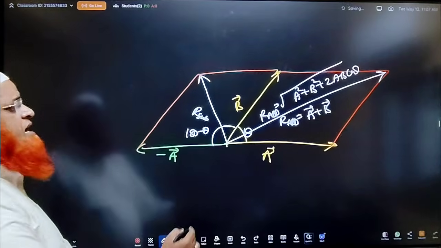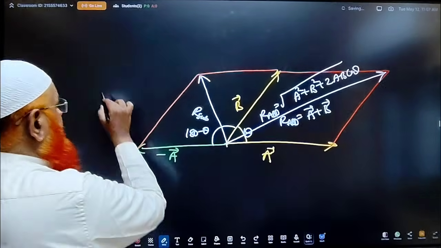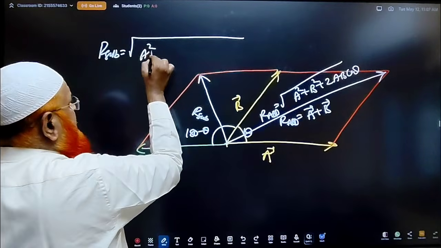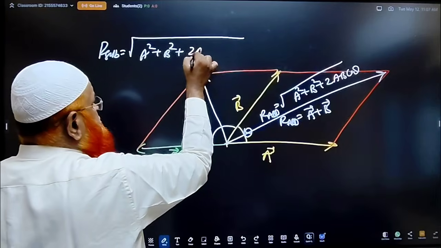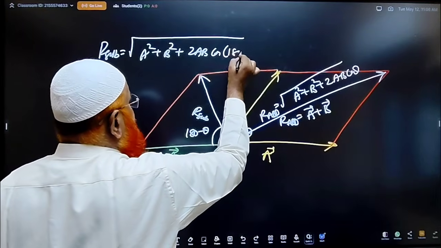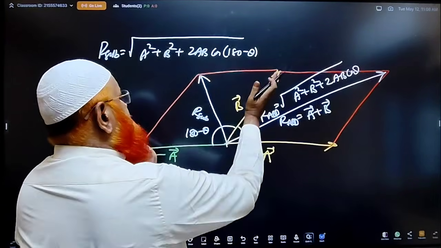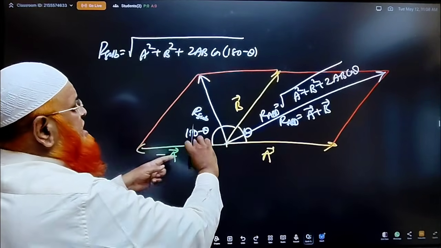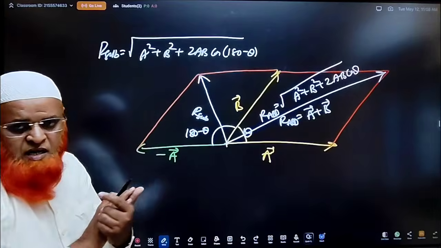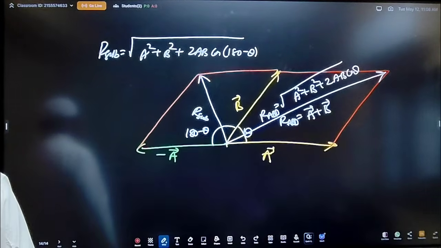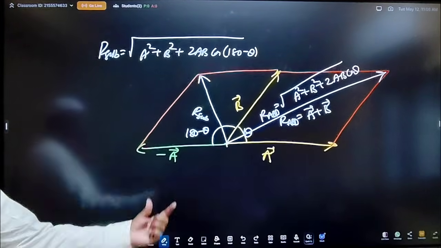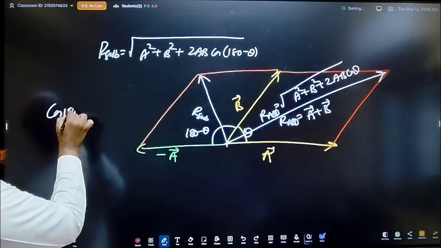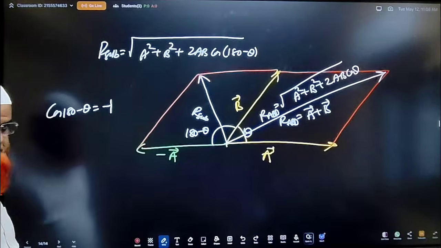And how will I write R addition? This is the formula. But how will I write R subtraction? R subtraction means square root of A square plus B square plus 2AB cos of 180 minus theta, I have to consider. This angle is that. If this is theta, and this is horizontal, the total angle is 180, so the remaining angle will become 180 minus theta. Hope you understand. This is 180 minus theta. And you all know cos of 180 minus theta is equal to how much? Minus cos theta.